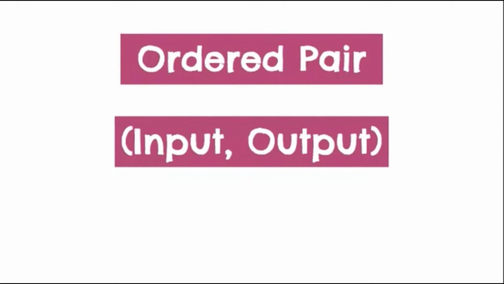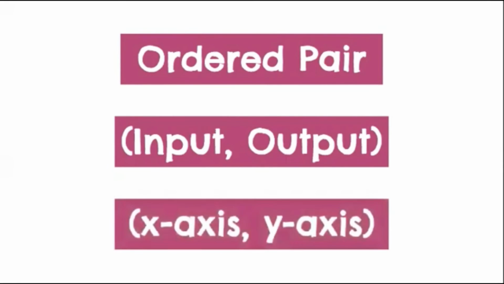Then, when we graph the ordered pairs, we would use the input to tell us how far over on the x-axis we should go, and the output to tell us how far up the y-axis we should go. Think of ordered pairs as though they are the directions telling us how to graph a function.